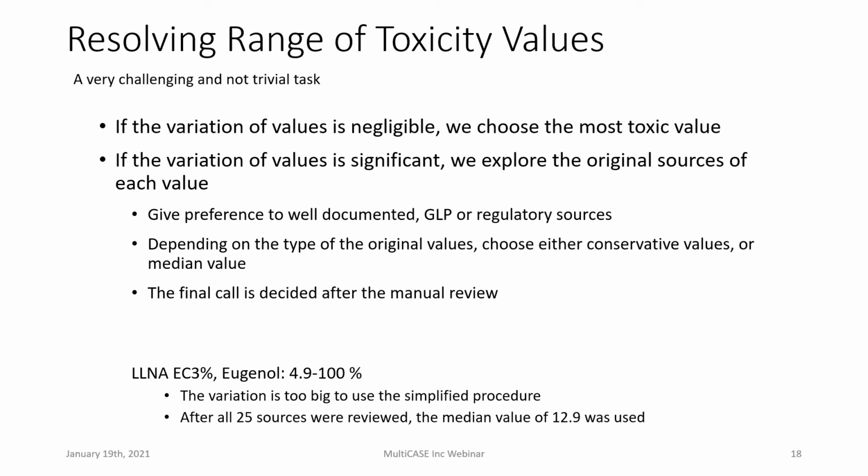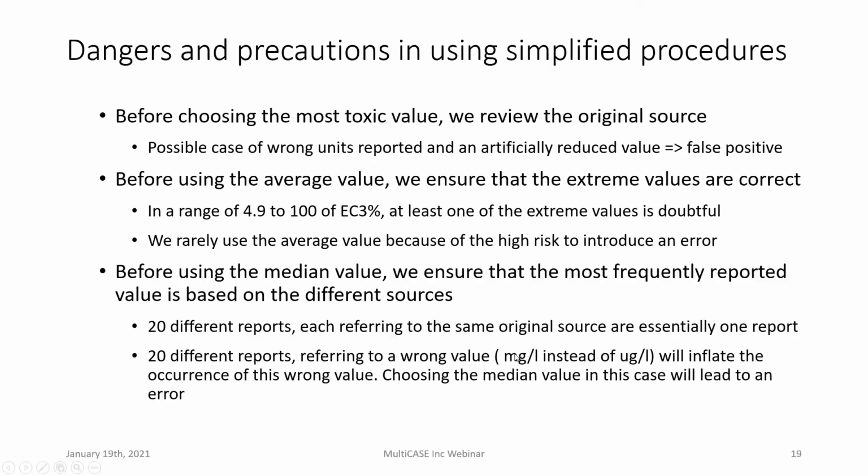As an example here, this situation with an organotin with a huge range of values. We cannot use any kind of simplified procedures. We cannot use average, we cannot do something like that, because the range is too big. So we had to review all the original sources. And after we reviewed the sources, we found that there is a value which comes up very frequently. And we decided that the best way is to go with the median value, which is 12.9 in this case.